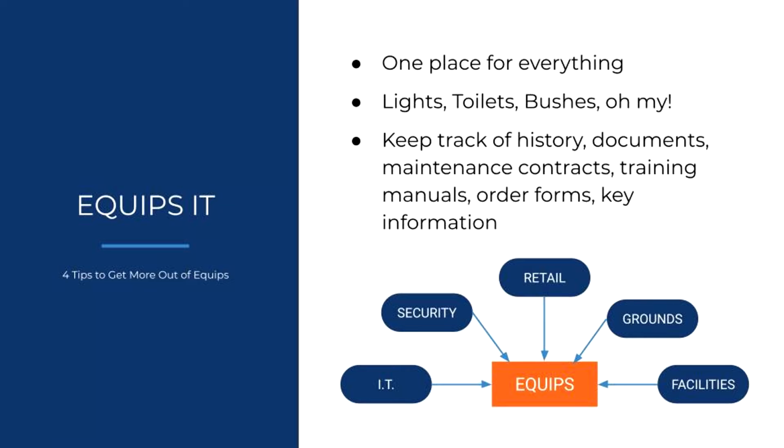So there's one source of truth to go to for a history of purchases or repairs or replacements. You could have documents that are needed. You could have maintenance contract information or actual copies of agreements there. You could have training manuals or materials, order forms, other key information for each of these assets. So you could have key contact information for printers, scanners, or computers. You could have information for what to do when there's a security issue, or information about different security assets.